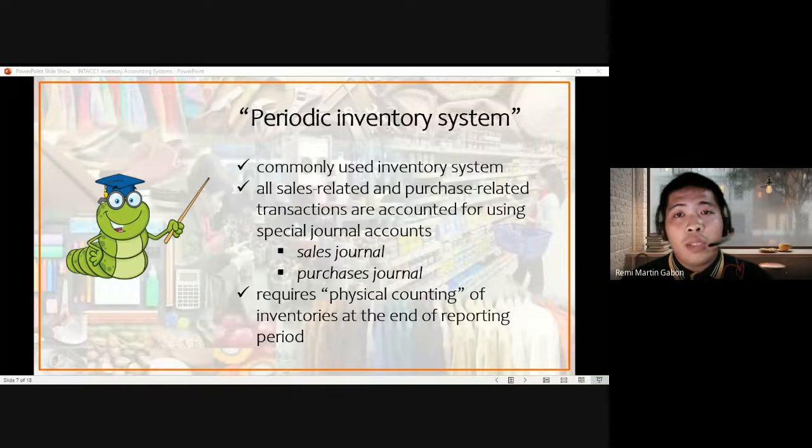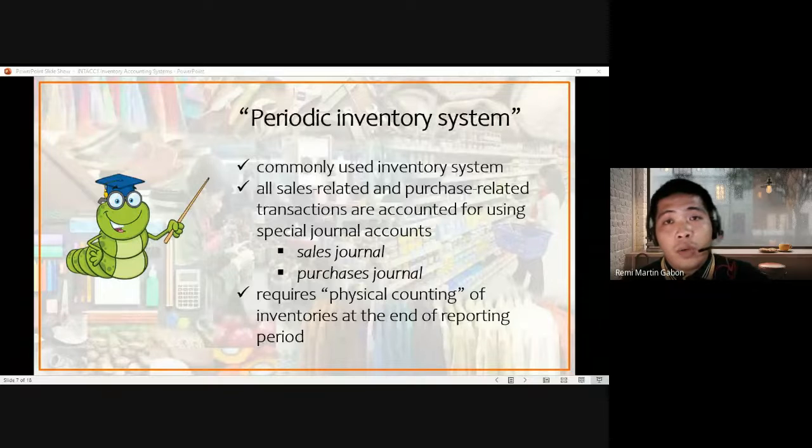Okay? Assuming all inventories that had been within the company's ownership are present during the count, it will be counted and compared with the records of the entity. So between records and physical counting, medyo accurate, yung maging accurate si physical counting, assuming all the inventories counted are owned by the entity. Okay? So yan si periodic inventory system. Physical count is required, with the use of special journals, and commonly used inventory system siya. Okay?